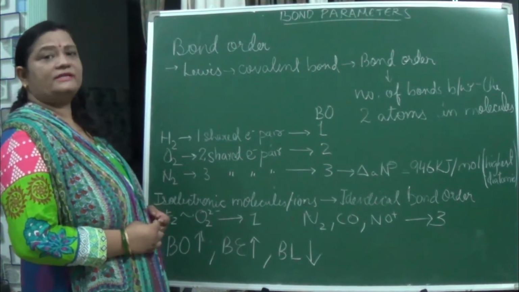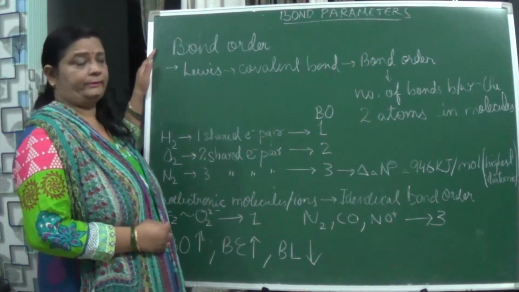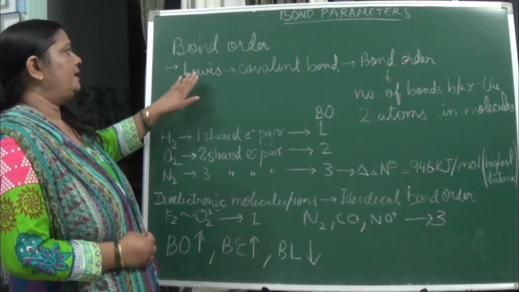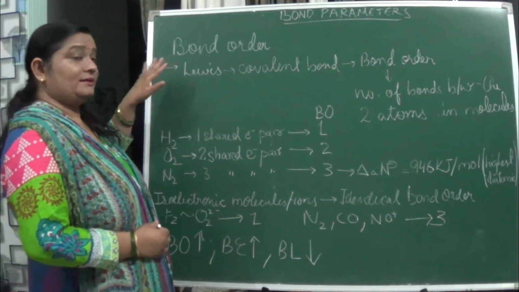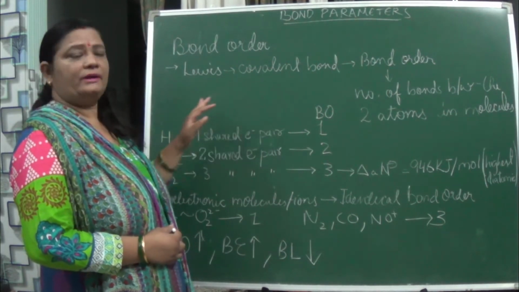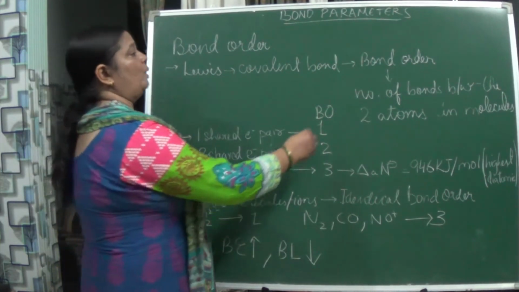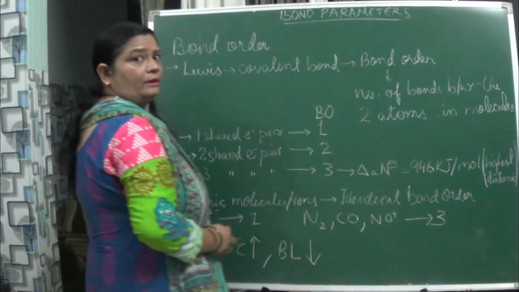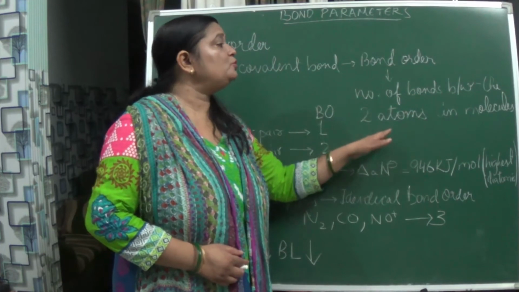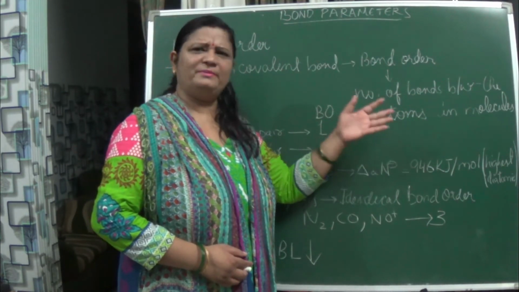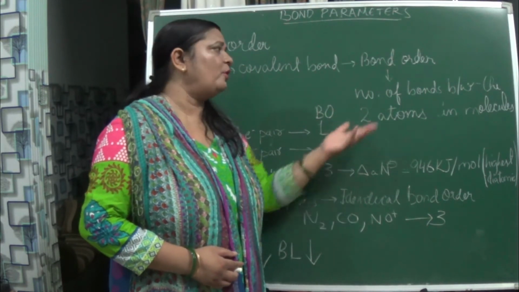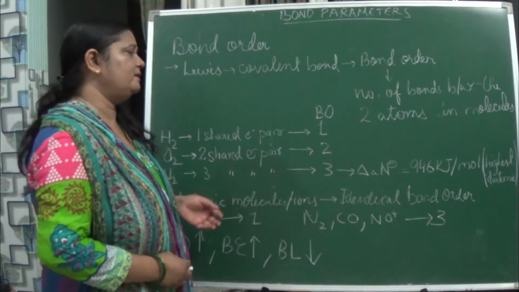Now coming to the next bond parameter, that is the bond order. Here we had seen that Lewis, a scientist, explained the covalent bond, and he spoke about bond order. So what is this bond order? It is the number of bonds between the two atoms in the molecule. So now it becomes easy. Bond order is the number of bonds between the two atoms in the molecule.